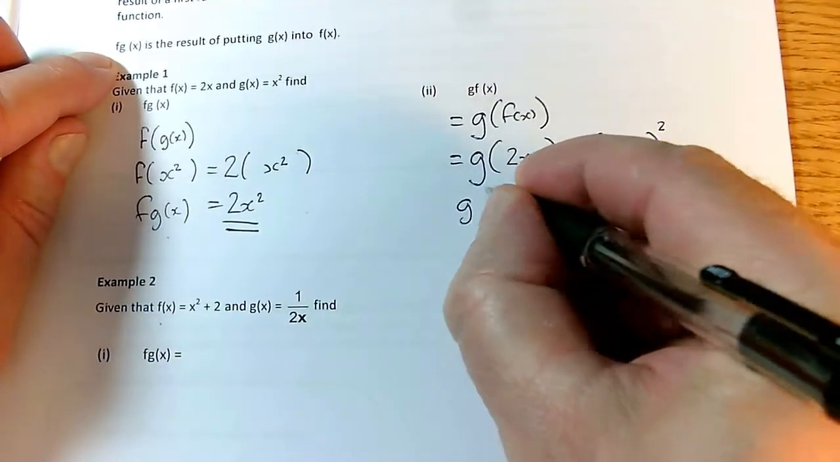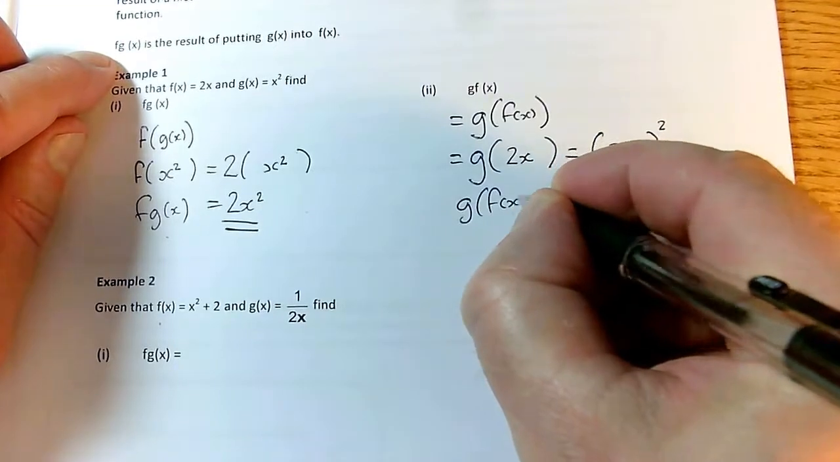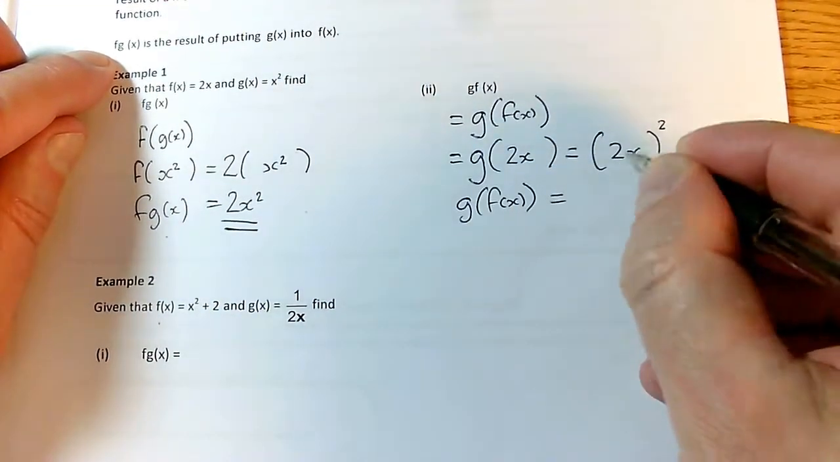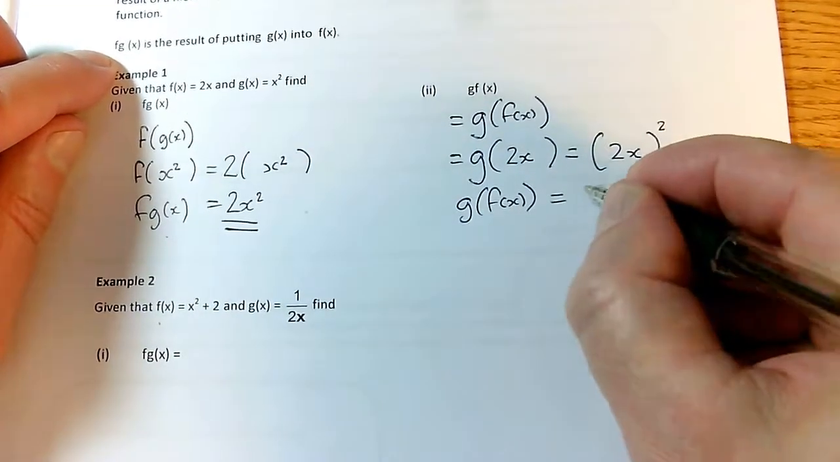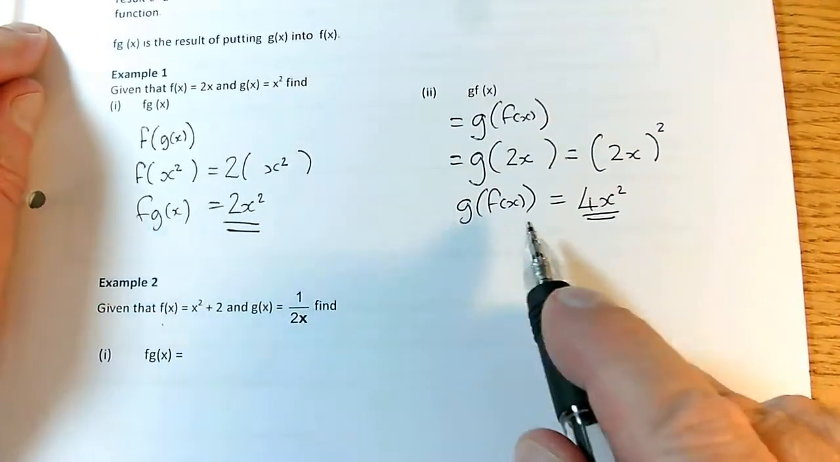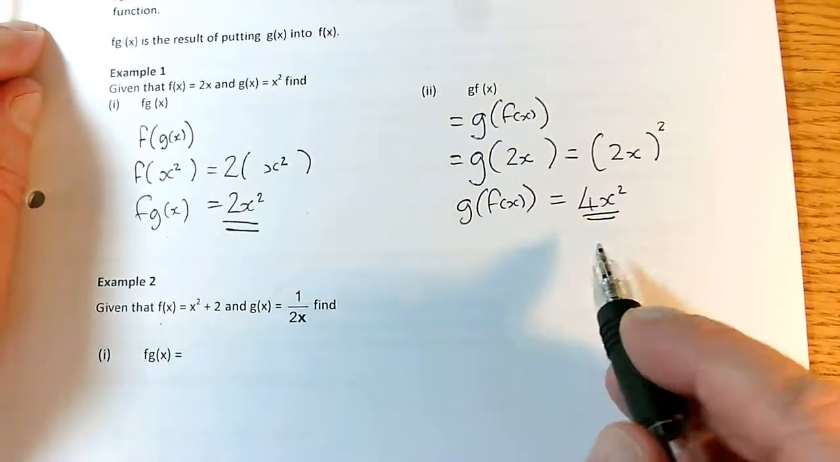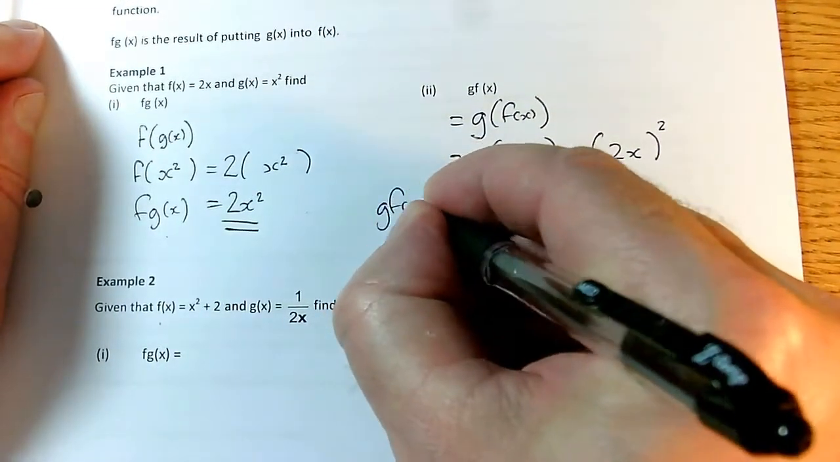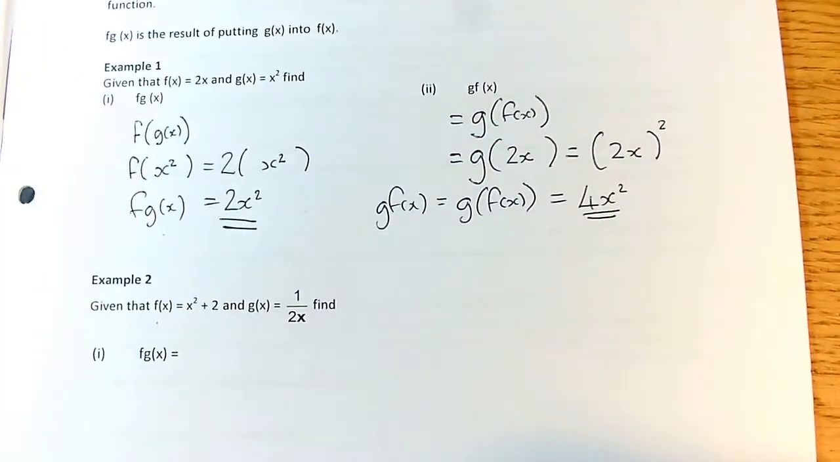But we can say that g of f of x equals, if you do 2x times 2x, you get 4x squared, so we can see that f of g of x is not the same thing as g of f of x. I could write g f of x here and it would mean the same thing.